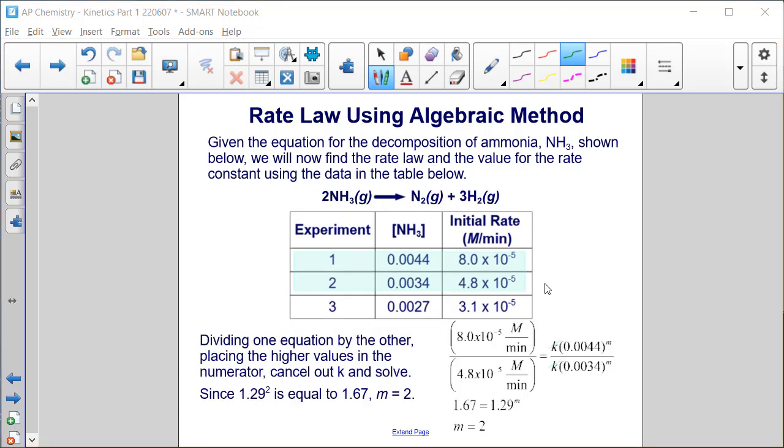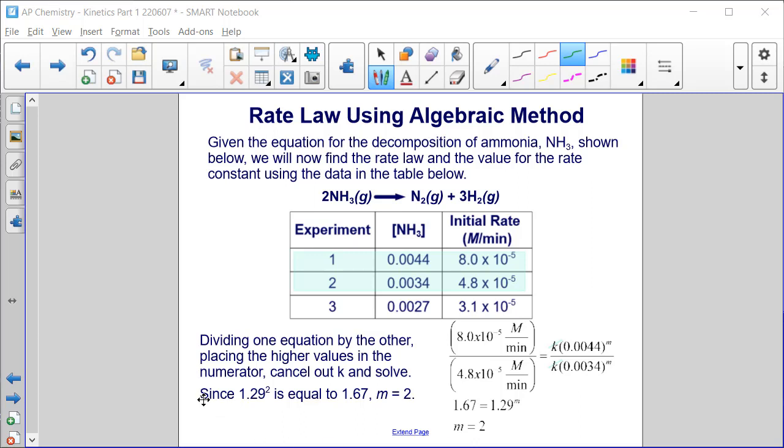All right, so I've just taken the 2 equations from the previous slide and I'm dividing one equation by the other, placing the higher values in the numerator, canceling out K, and then solving. So I put my first equation with the larger value for the rate and concentration on the top and the smaller on the bottom. Now when I divide the left here, 8.0 times 10 to the minus 5 by 4.8 times 10 to the minus 5, I get 1.67. The K's cancel. If I divide 0.0044 by 0.0034, I get 1.29 and then raised to the exponent M.